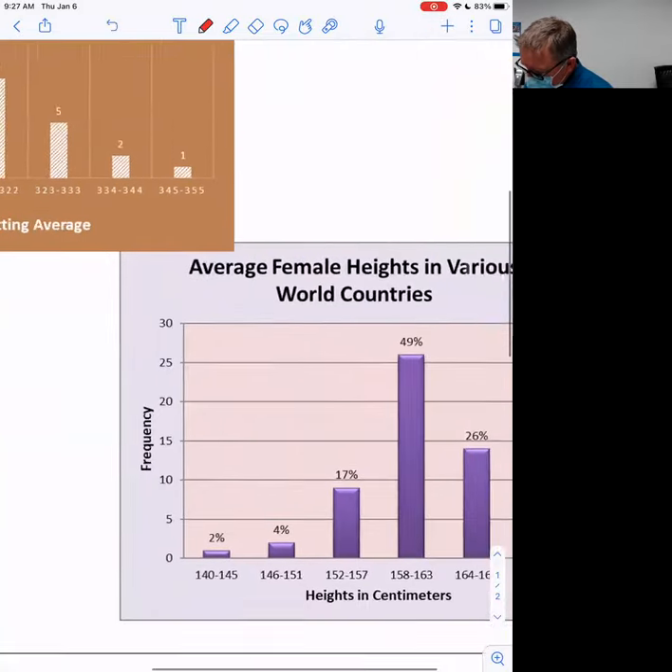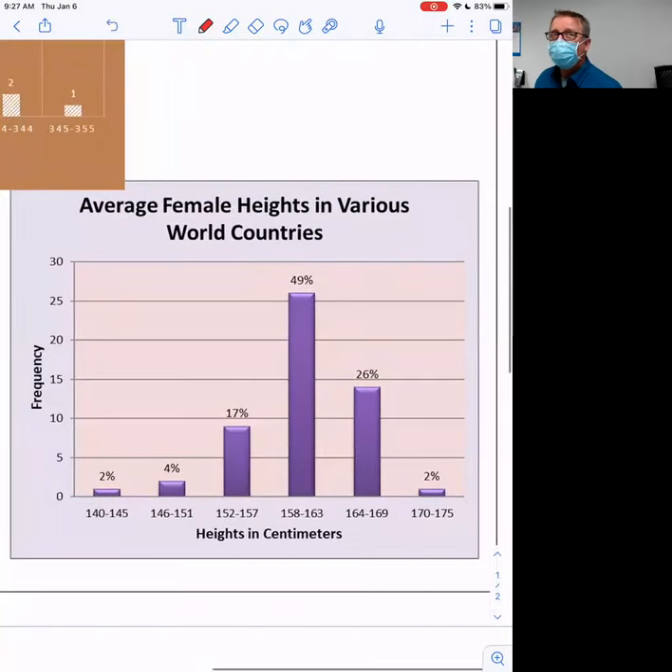Is it always skewed right? This is also from somebody's lab last term. They found female heights in various world countries. That's kind of interesting, right? Don't you think of different countries as having different heights? I think of Oriental peoples being shorter than Americans and Africans as being taller than Americans and so forth.